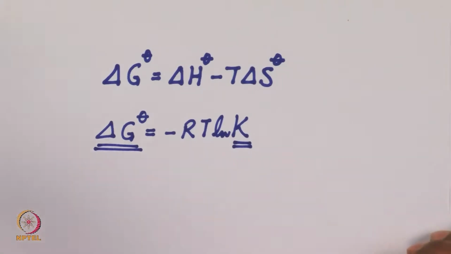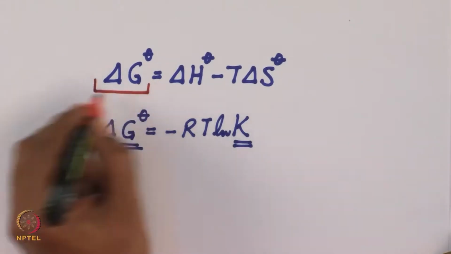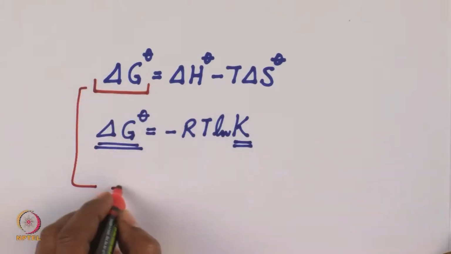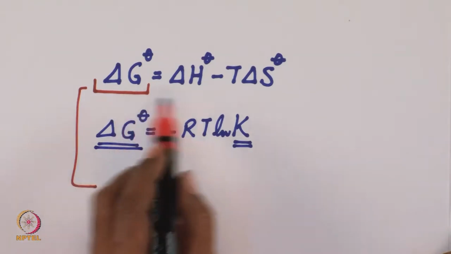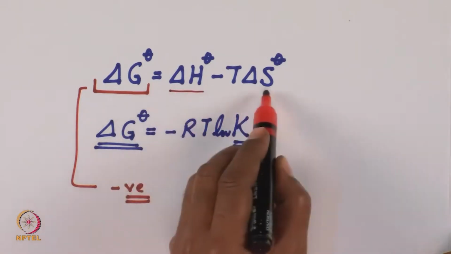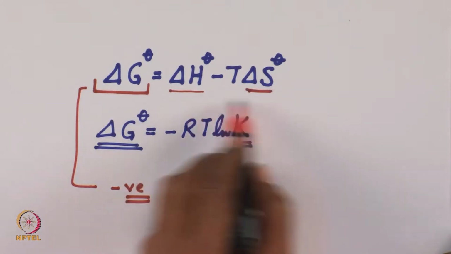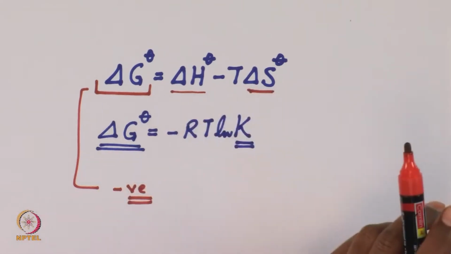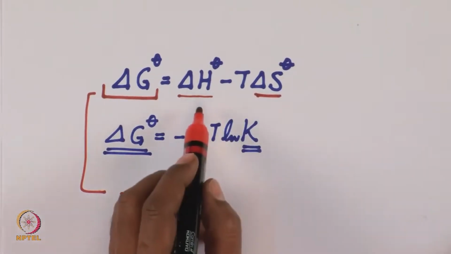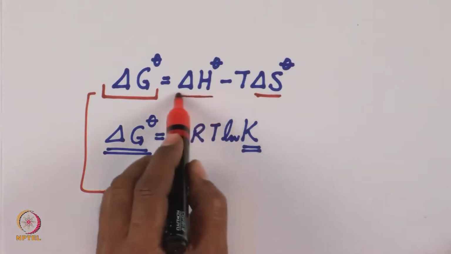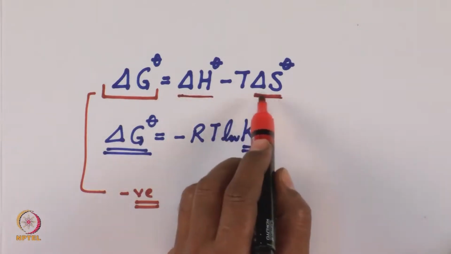However, delta G naught has to be negative. This has to be negative. And the contributions to delta G naught come from delta H naught and delta S naught, represented in this as minus T delta S naught. The binding can be exothermic, can be endothermic. It can generate entropy, it can reduce entropy.